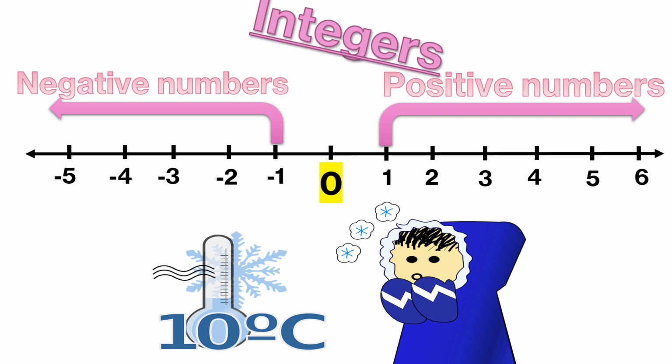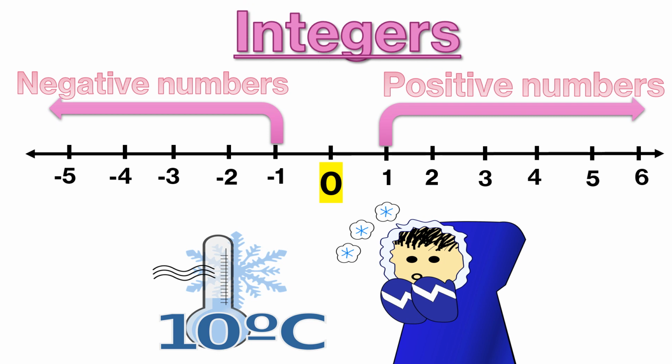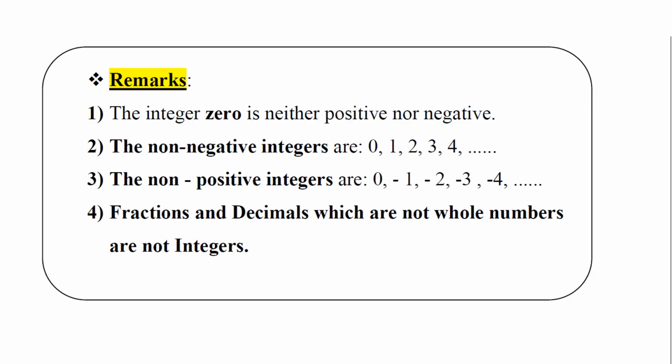Now, all these numbers are called the integers. So in integers, we have the positive numbers, 0, and negative numbers. Now we have to know the integer 0 is neither positive nor negative. Number 2, the non-negative integers are 0, 1, 2, 3, 4, 5, and so on. Number 3, the non-positive integers are 0, negative 1, negative 2, negative 3, negative 4, and so on. Number 4, the fractions and decimals which are not whole numbers are not integers.